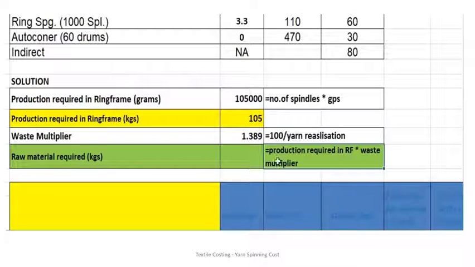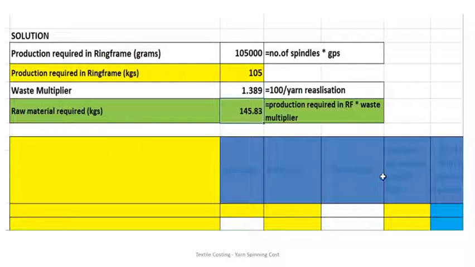So it is nothing but production required at ring frame into waste multiplier. So 105 into 1.389, we get 145.83. So this is the input in the loader. So let us go into the calculations now.